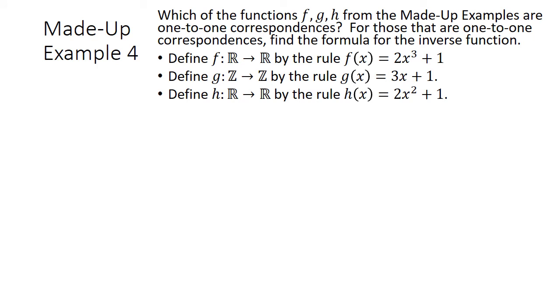Okay, this is an example that I made up to go with the ones that I made up previously. Which of the functions f, g, or h from the made up examples are one-to-one correspondences? And for those that are one-to-one correspondences, find the formula for the inverse function. I hope you remember from these examples that f was the only one that was both one-to-one and onto. So f is the only one-to-one correspondence. Okay, and then we're going to find the formula for f inverse.